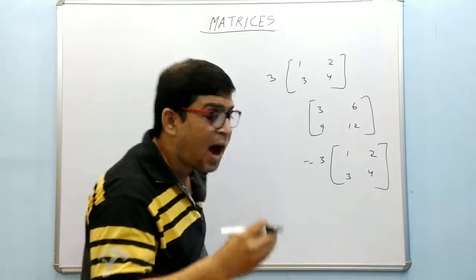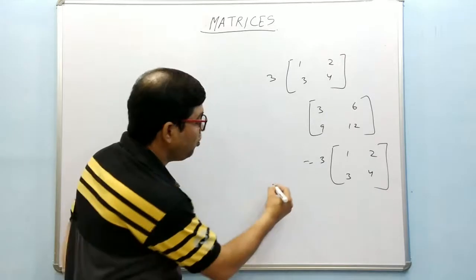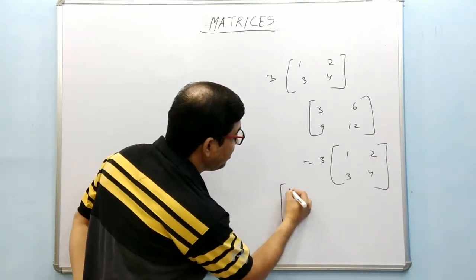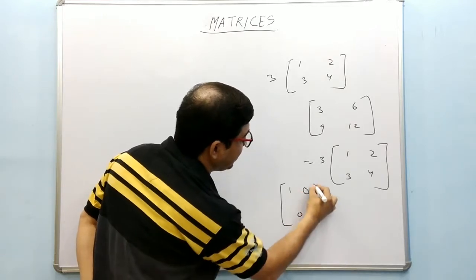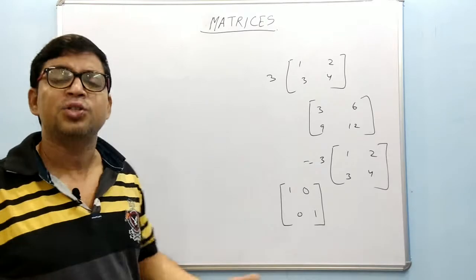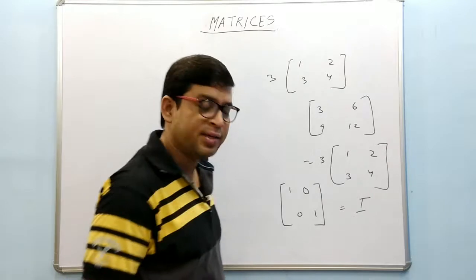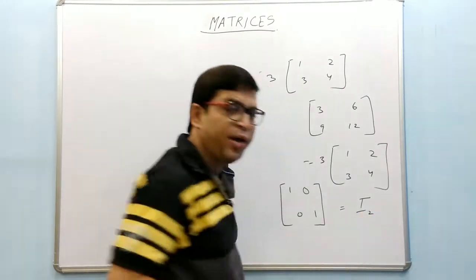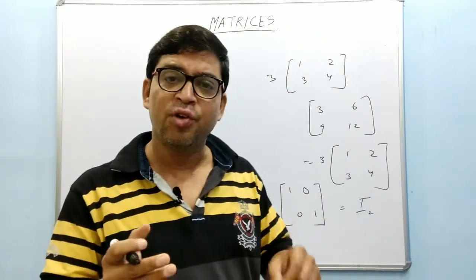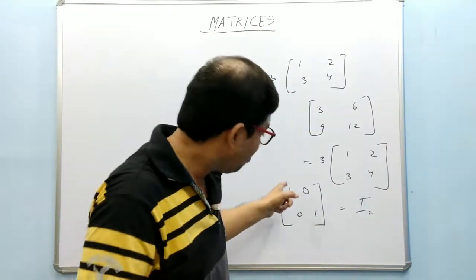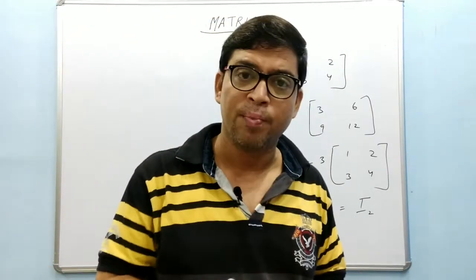Another thing you should know, identity matrix, that is unit matrix. Unit matrix is that matrix where diagonal elements are 1 and other elements are 0. That is the unit matrix. This is symbolized as I. Sometimes they write I2. I2 means identity matrix of second order. If I need to write identity matrix of third order, no problem. Just the 3 diagonal elements are 1 and the rest of the elements are 0.